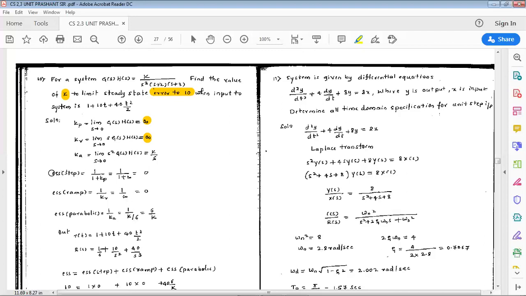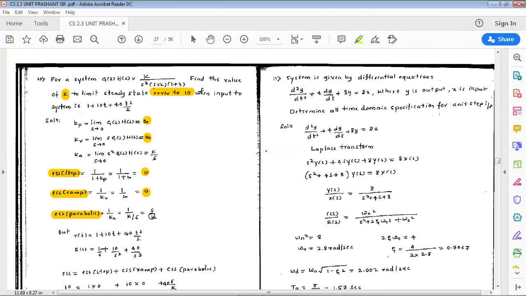So therefore, steady state error due to step input is given as 1 divided by 1 plus Kp. Substitute the value of Kp here. So 1 divided by 1 plus infinity, that results in what? 0. Similarly, steady state error due to ramp input is given as 1 by Kv, which is equal to 1 by infinity. That results in what? 0, right? Similarly, steady state error due to parabolic input is given as 1 by Ka, which is equal to 1 by K by 6. That results in 6 by K.